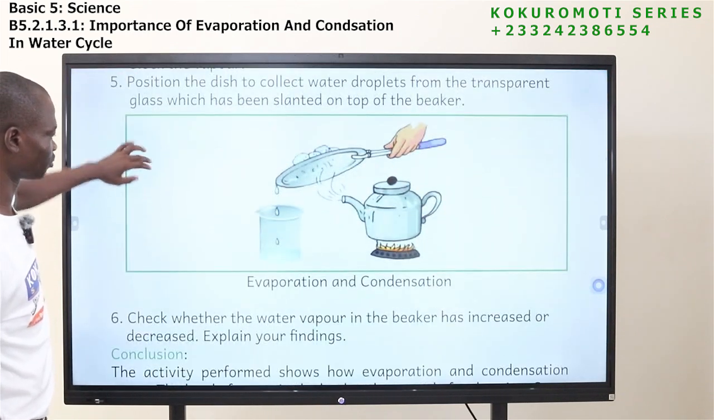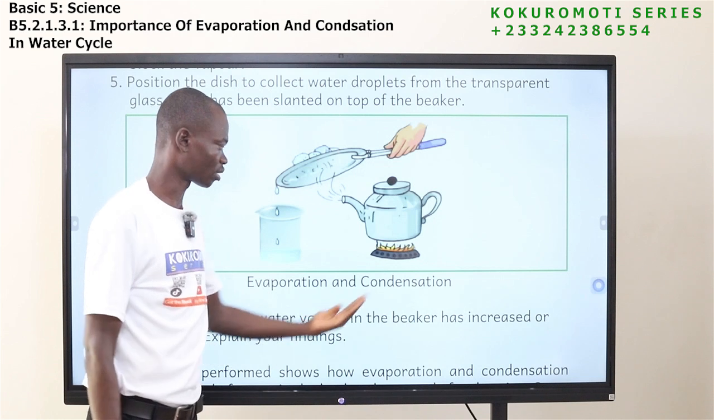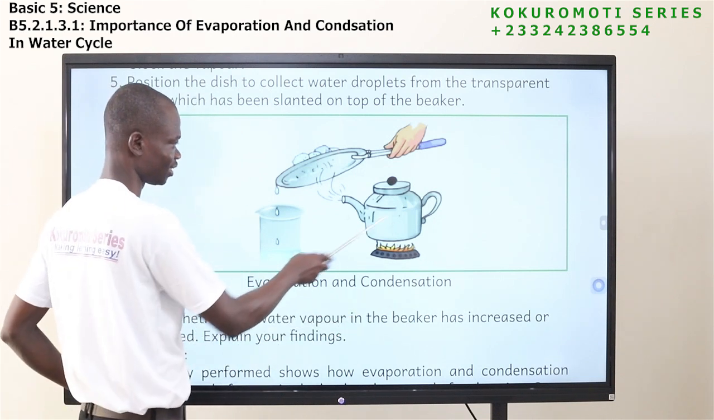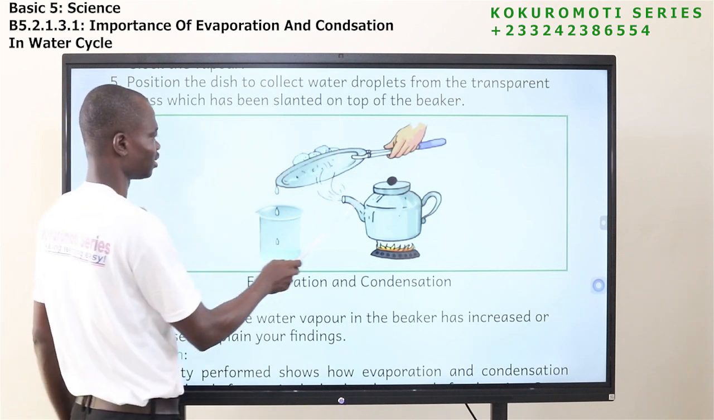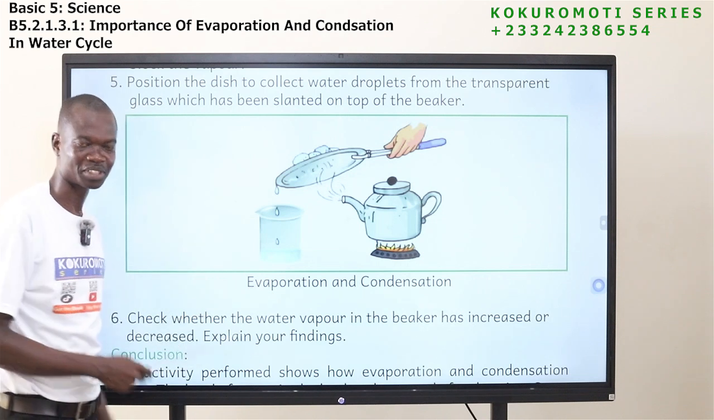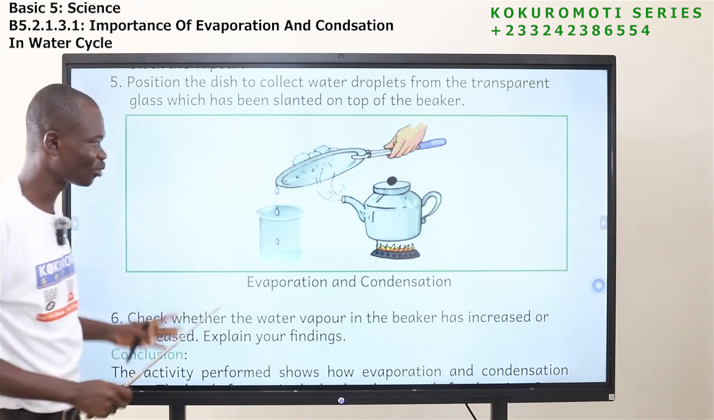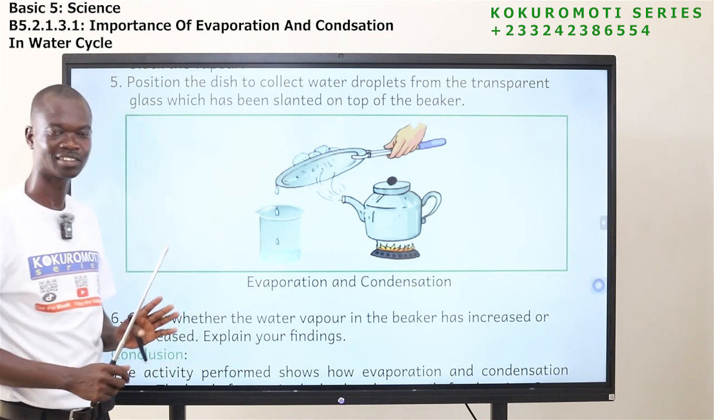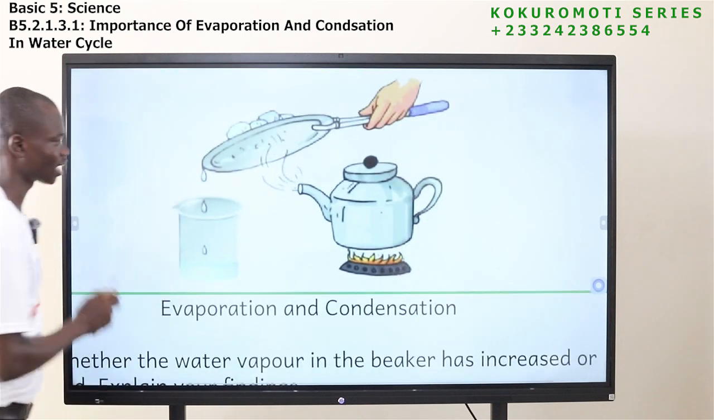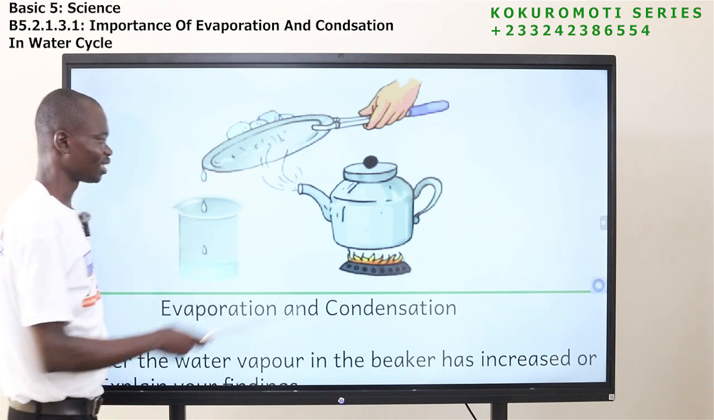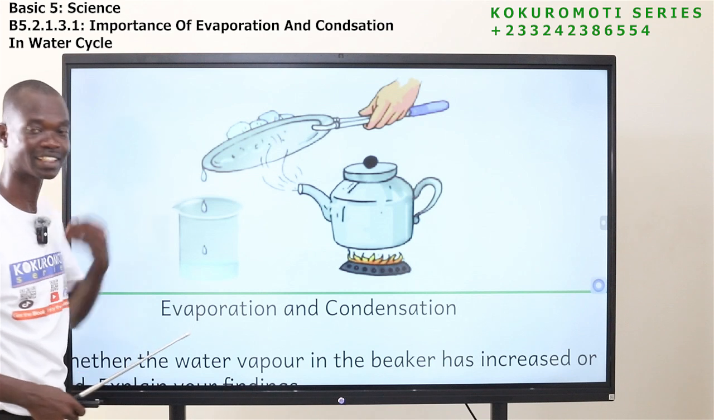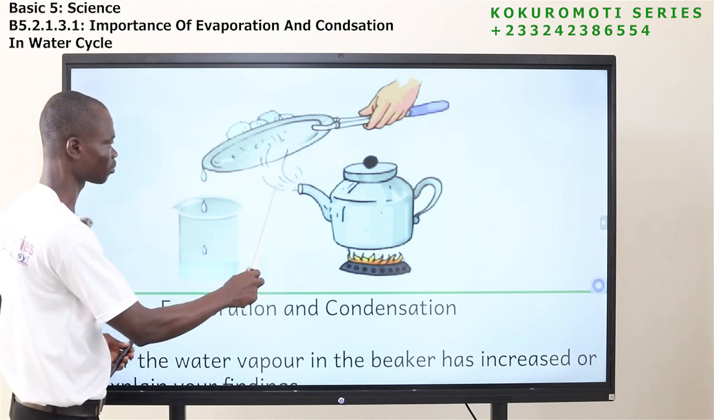Okay, now another one is here. This is evaporation and condensation. Look, we have water here in this kettle. The water will come here again. How possible is this? So this is how water cycle happens. So this is heat. This is water. When water is heated, it turns into water vapor. So the water vapor will pass here.